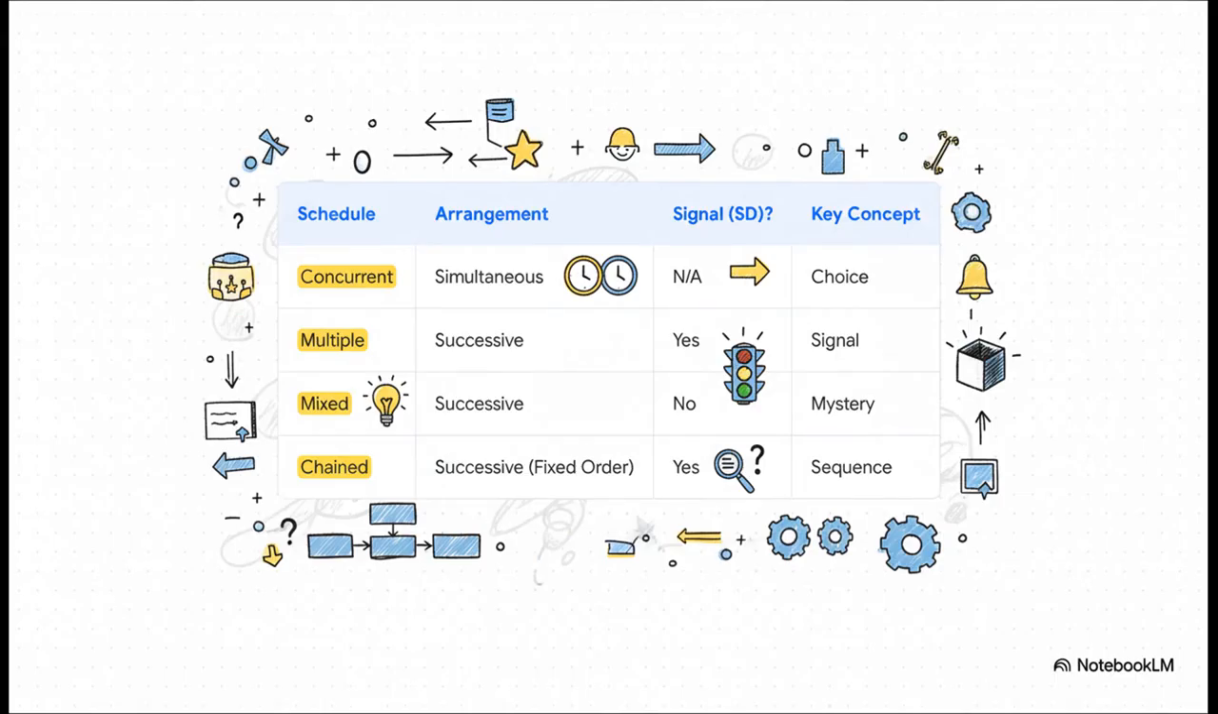And here it is, your ultimate cheat sheet. If you take just one thing away from this, make it this table. Go ahead, screenshot this, write it down, burn it into your brain. Concurrent is simultaneous choice. The other 3 are successive. Multiple has a signal. Mixed is a mystery with no signal. And chained is a fixed sequence. This is your key to getting these questions right every single time.